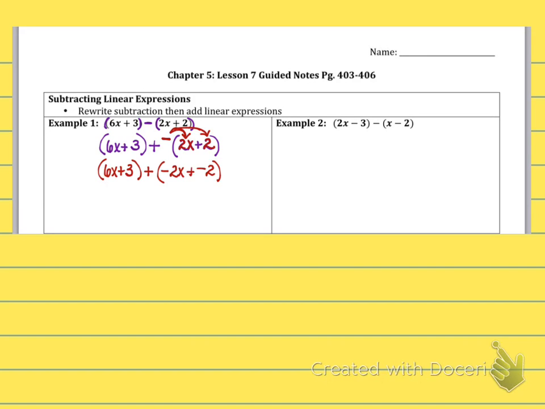So what we're going to do now is we've got an addition problem. We're going to line it up just like we did in lesson 6. And 6x plus 3 plus negative 2x plus negative 2. Draw your line and add your like terms. So we're going to get 4x plus 1. And that's our final answer.